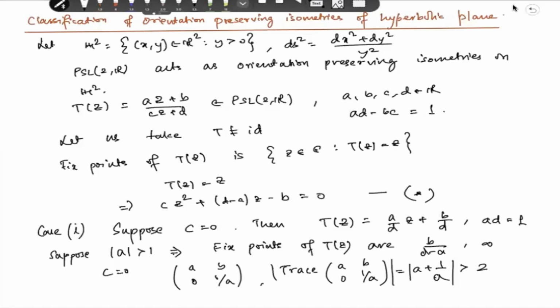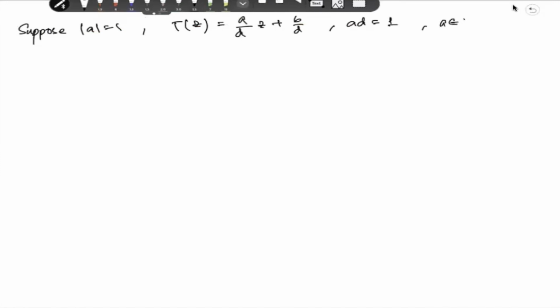So we have this observation here. In the next case, suppose mod of A is equal to 1. We already assumed that C is equal to 0, so Tz is equal to (A/D)z + B/D, and we also have AD equal to 1. So what will follow from here? A is also a real number, so mod of A is equal to 1, so A is just plus or minus 1. And AD equals 1 implies that if A is equal to minus 1, then D will also be minus 1. Therefore A is equal to D.